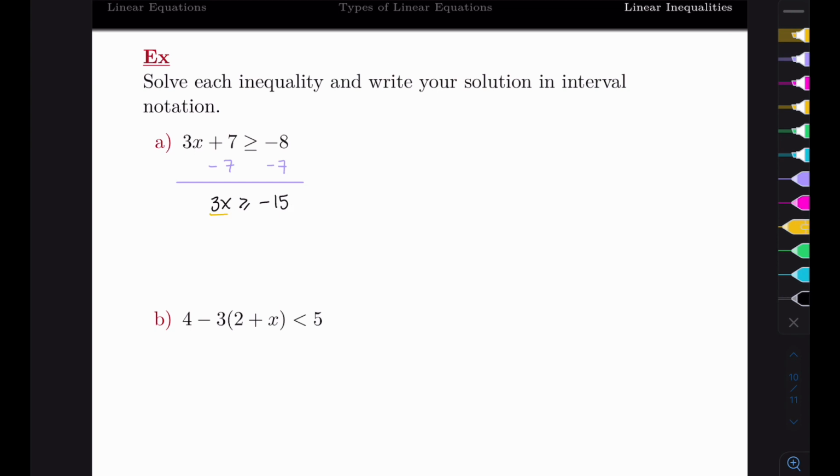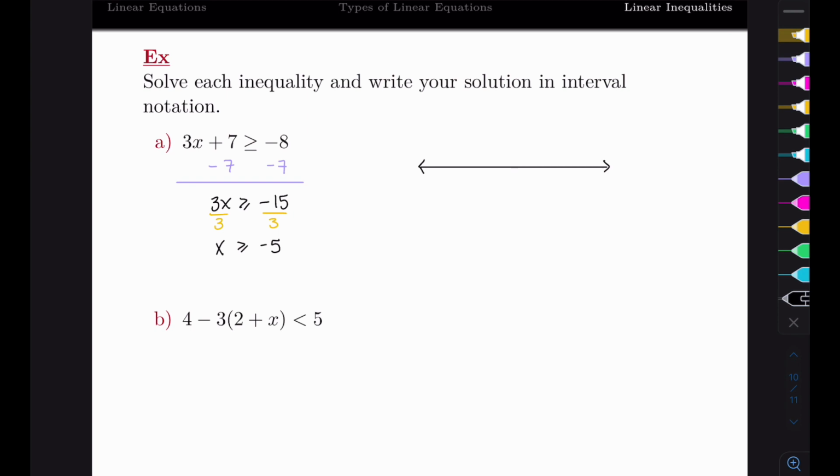And then I want to divide by 3. It's a positive number, so I don't need to worry about flipping anything. That leaves us with x on the left-hand side, and on the right-hand side, we have -5. Okay. So this is our interval, but we do need to write it in interval notation.